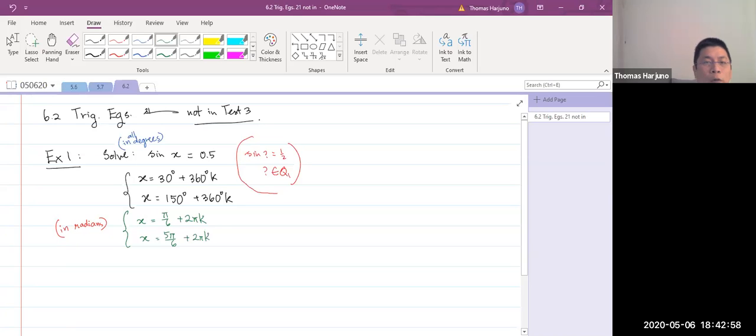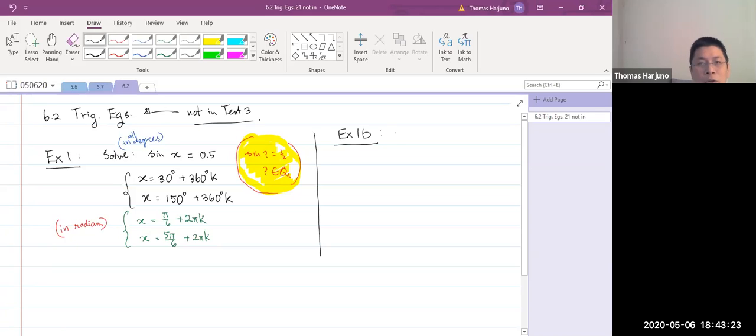Now, one of the big key steps in solving this is to find the reference angle first. Notice that I didn't say the angle in quadrant 1. No. The reference angle, in the sense of the reference angle. That's the key. Now, suppose I change the question, example 1b.